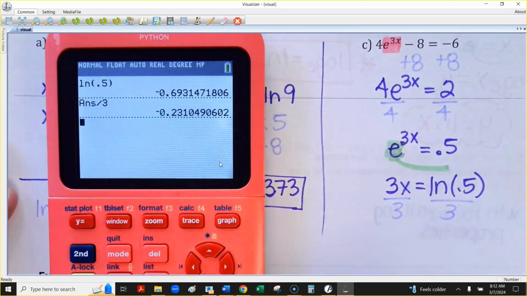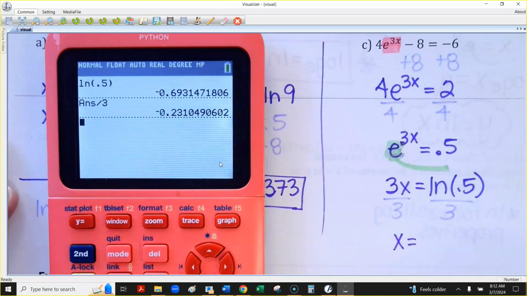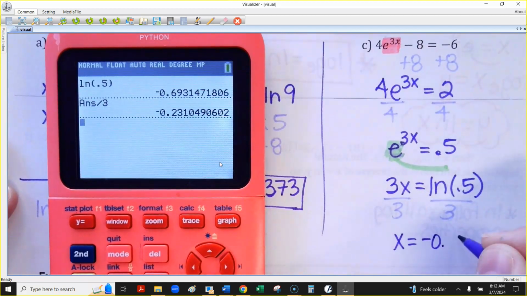And it is completely fine for this to be negative. If I plug that back in, I'm not taking a natural log or a log of a negative number. So it's totally fine. This would go into your exponent. You can have a negative answer.